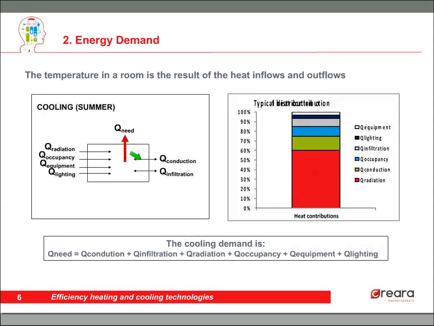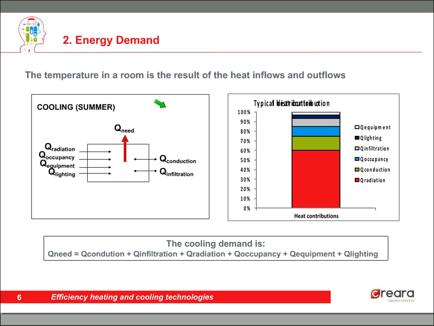Okay, so the next example would be summer. For cooling, we're going to have inflows and outflows as well. In this case, we have the same inflows, but here these inflows are hurting me. I don't like radiation in summer, I don't like occupancy, I don't like equipment, and I don't like lighting. Because in summer, what we need to do is take heat from the building and take it outside.